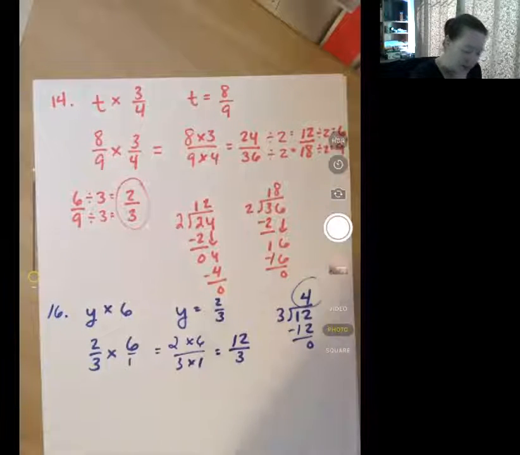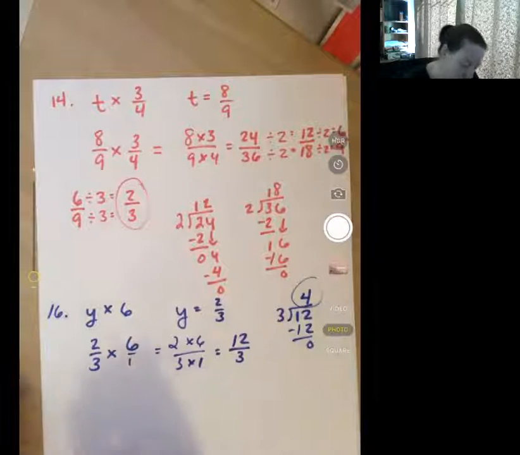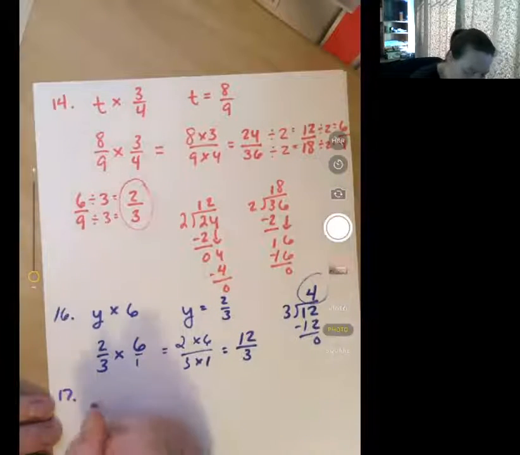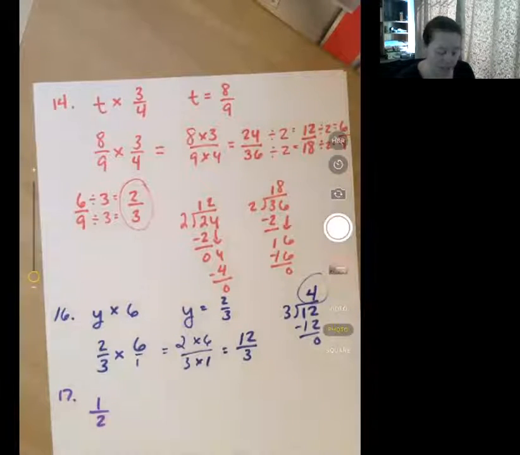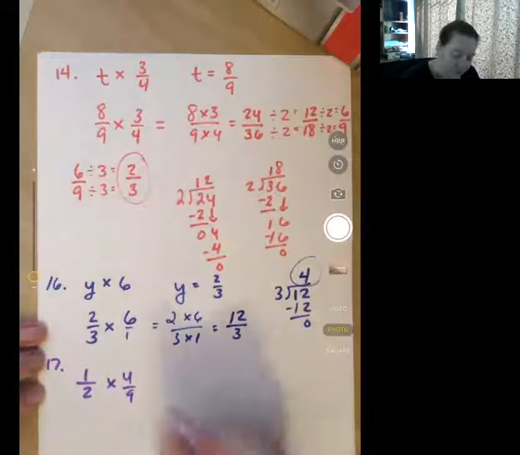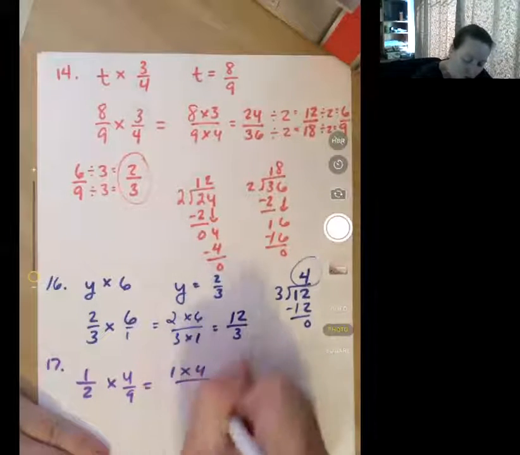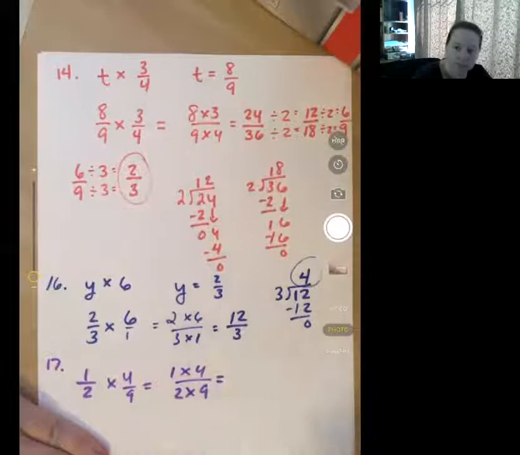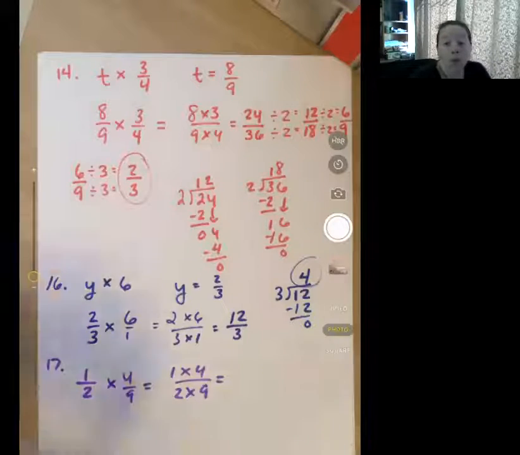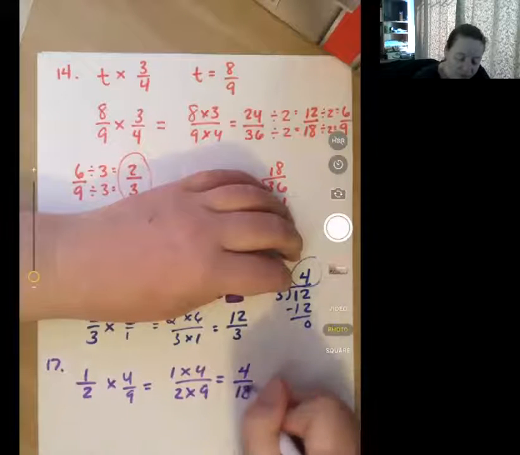A group of students attend a math club. Half the students are boys, and 4/9 of the boys have brown eyes. So 1/2, which is shown up like that, times the 4/9 who have brown eyes. What fraction of the group have brown eyes? 1 times 4 over 2 times 9. 1 times 4 is 4. 2 times 9 is 18.